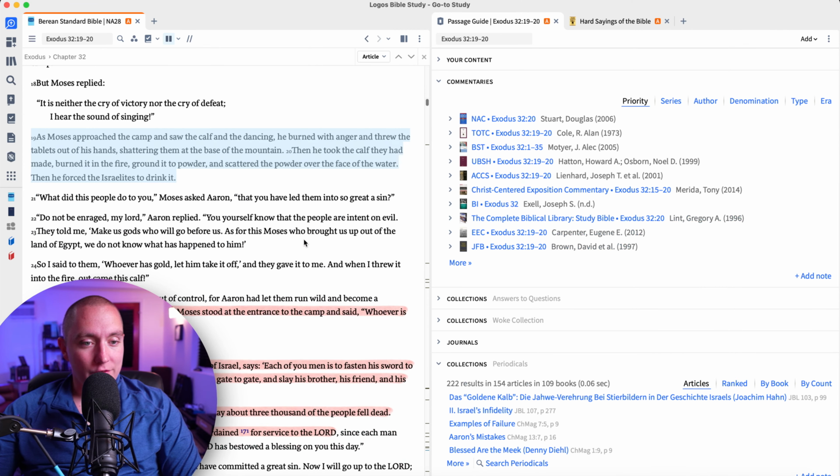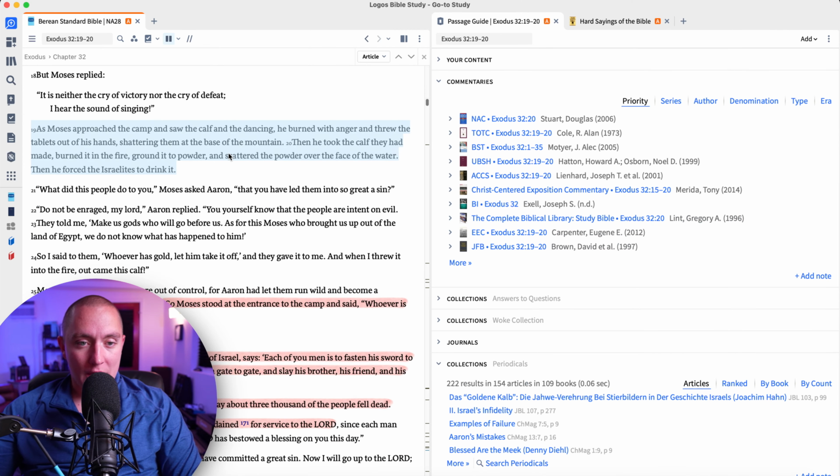Verse 19 says: "As Moses approached the camp and saw the calf and the dancing, he burned with anger and threw the tablets out of his hands, shattering them at the base of the mountain. Then he took the calf they had made, burned it in the fire, ground it to powder, and scattered the powder over the face of the water. Then he forced the Israelites to drink it." He forced the Israelites to drink it.